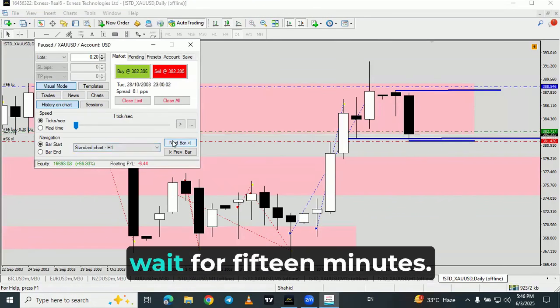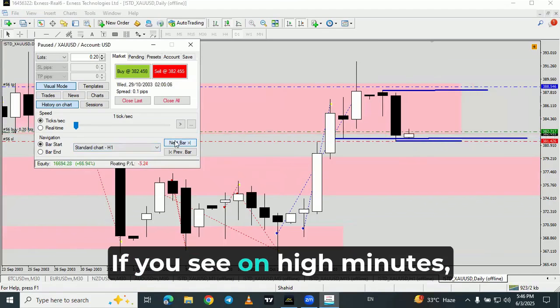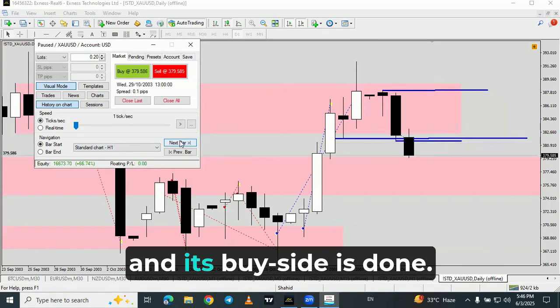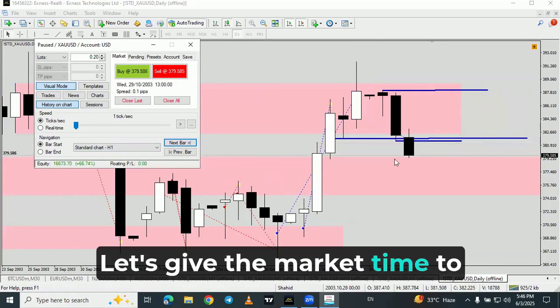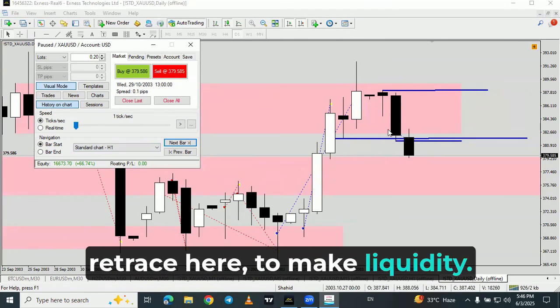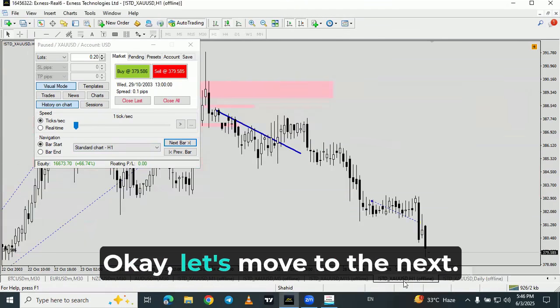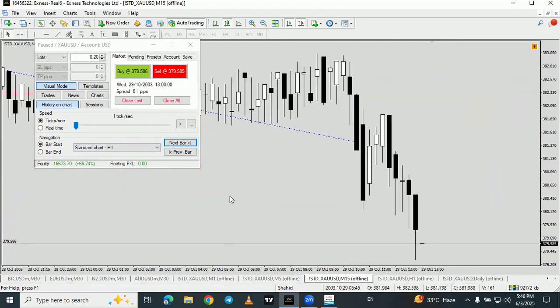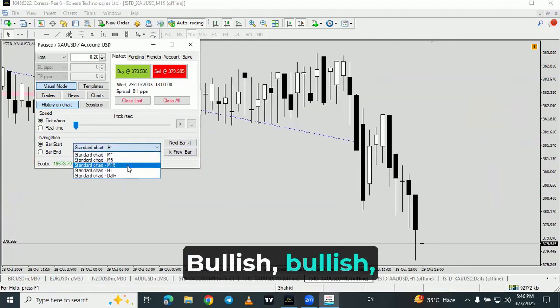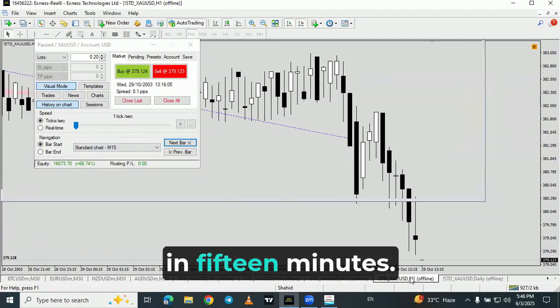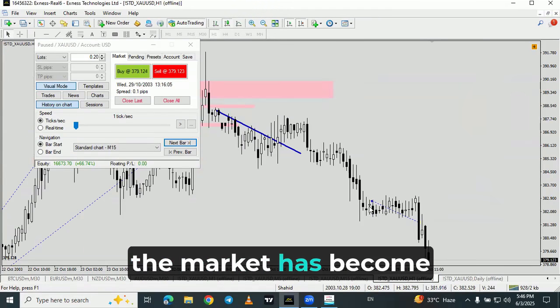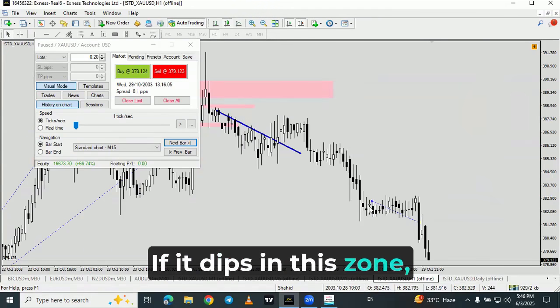If you see here, wait for 15 minutes. If you see on higher timeframes, its sell side is done and its buy side is done. Let's give the market time to retrace here to make liquidity. It has made liquidity here. Okay, let's move to the next. Bullish. The market has become bullish in 15 minutes. Let's see on H1, the market has become bullish from below. If it dips in this zone, let's wait for it.